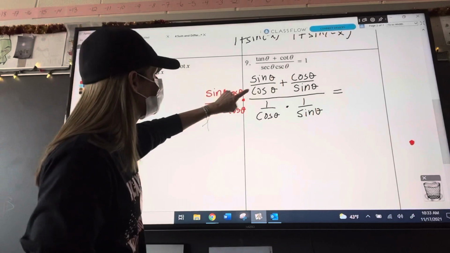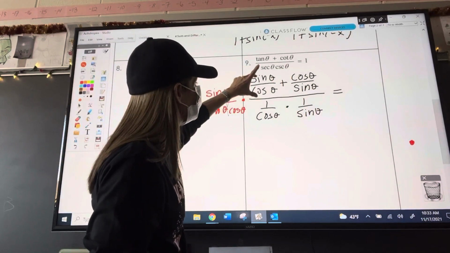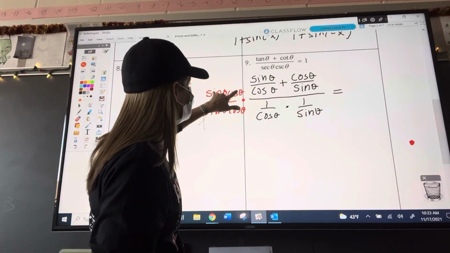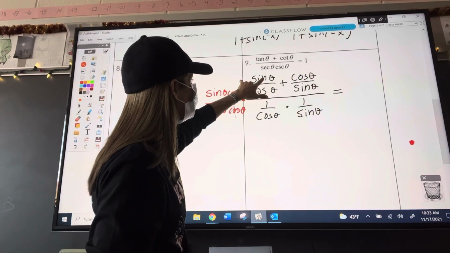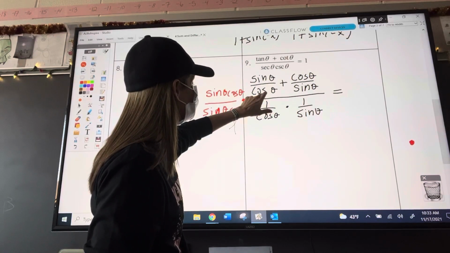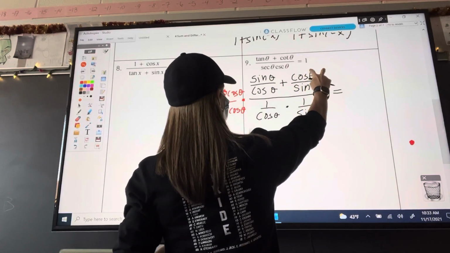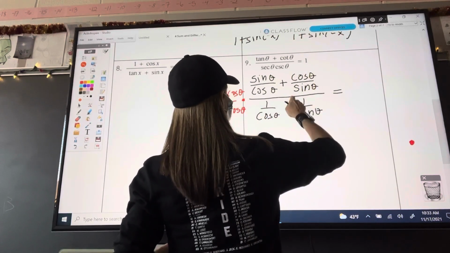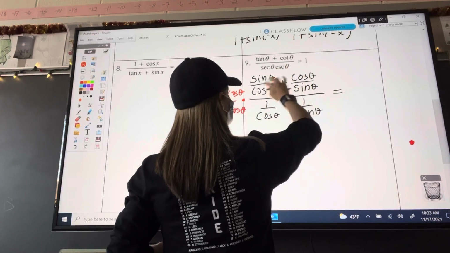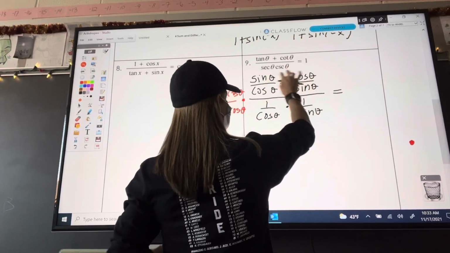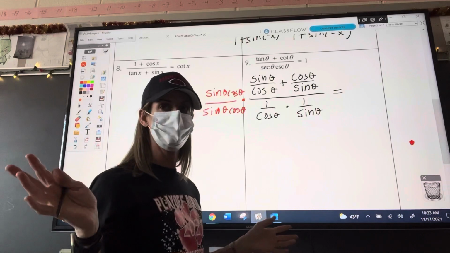Now what happens when I multiply this fraction by sine cosine? This is going to become a sine squared. The cosines are going to cancel. When I multiply this fraction by sine cosine, I'm going to get a cosine squared, and the sines will cancel. So the numerator is just going to become sine squared plus cosine squared, which is super nice because that's 1.